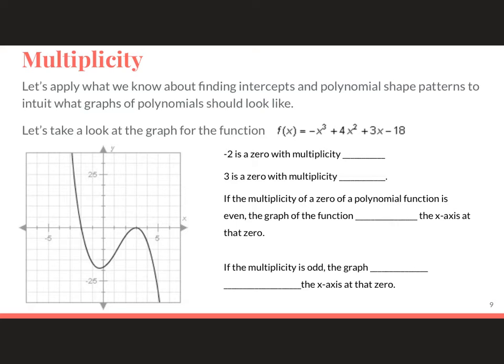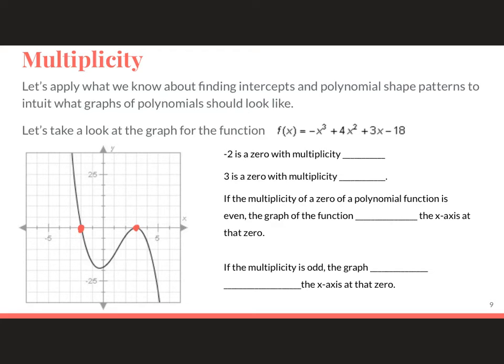So when we were talking about intercepts, let's actually apply what we know about polynomial shape patterns to what we know about intercepts to kind of intuit what graphs of polynomials should look like. So let's take a look at the graph for the function f of x equals negative x to the third power plus 4x squared plus 3x minus 18. Okay, so we see a few different zeros going on. We see that our first 0 is right over here, and then our next 0 is right over here.